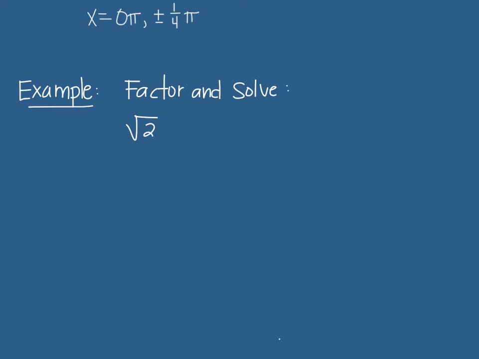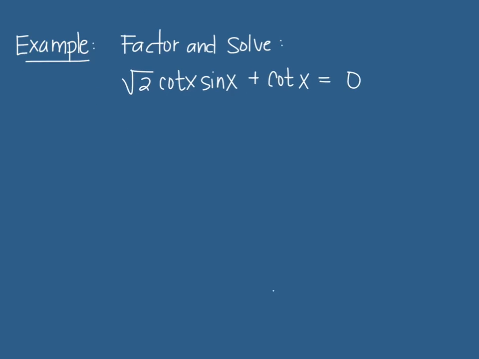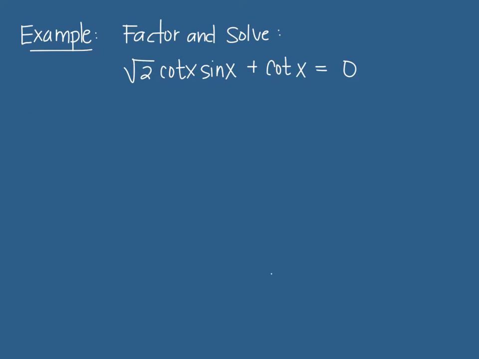Square root 2 cotangent x sine x plus cotangent x equals 0. Okay, good thing it's equal to 0. Okay, again, I know that there are lots of cotangents and sines here, but this is still only considered 2 terms because there's 1 addition sign, so this is still a GCF opportunity.